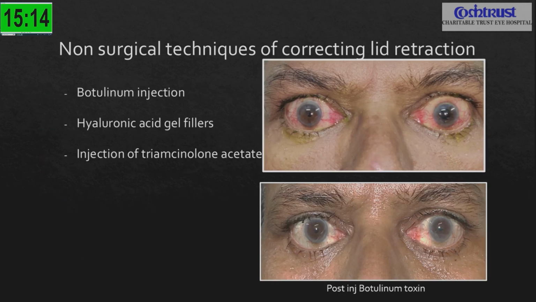So what is new? Non-surgical techniques of correcting lid retraction have come, where injection of triamcinolone acetate can be given either subconjunctivally or transcutaneously. And the use of hyaluronic acid gel fillers will also help correct retraction to an extent. And the use of botulinum injection as well, which is usually given subconjunctivally or transcutaneously.